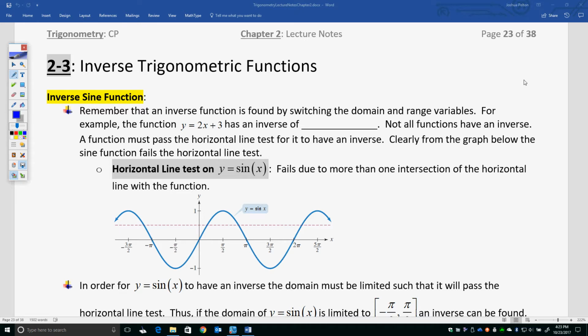This is Professor Pelton. This is Trigonometry Chapter 2, Section 3 on inverse trigonometric functions. We're going to start off with, this is part 1 of 2. We're going to start with the inverse sine, then cosine, then tangent.